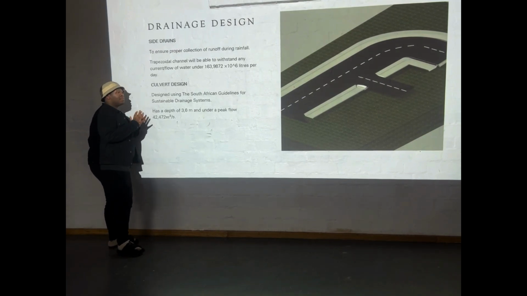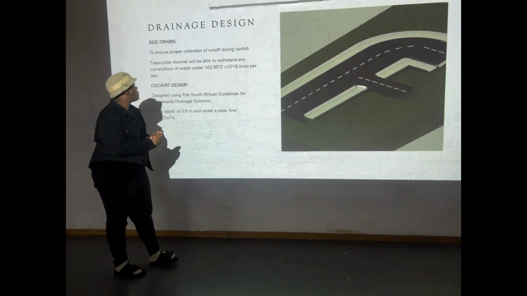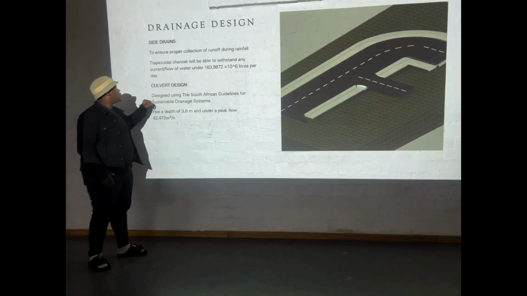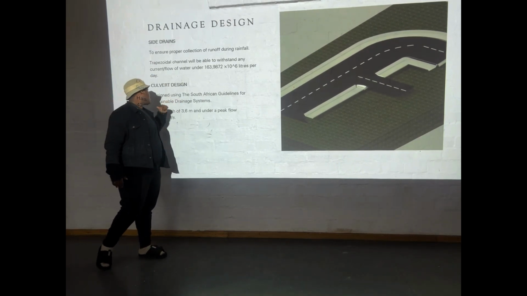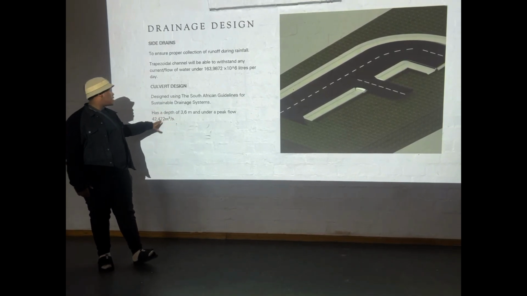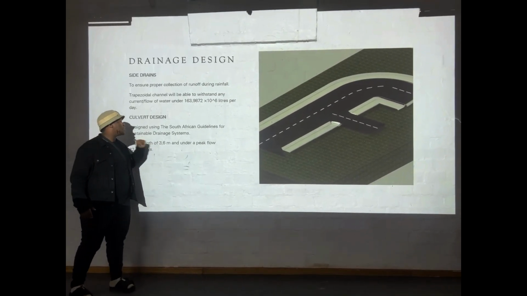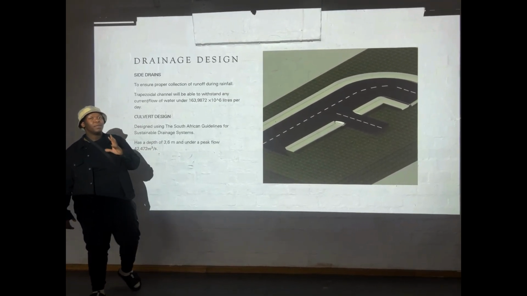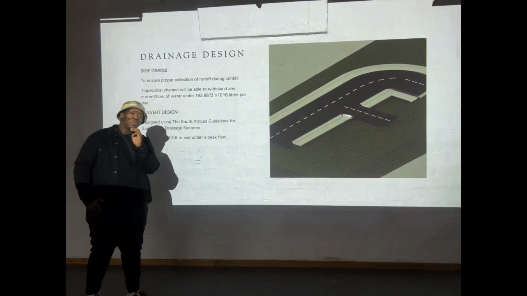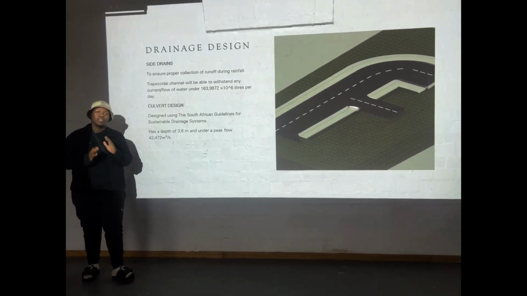And in culvert design, we calculated for a box culvert using the South African guidelines for sustainable drainage systems. We were able to determine that the culvert has a depth of 3,6 and under a peak flow of 42,472 meters cubed per second.